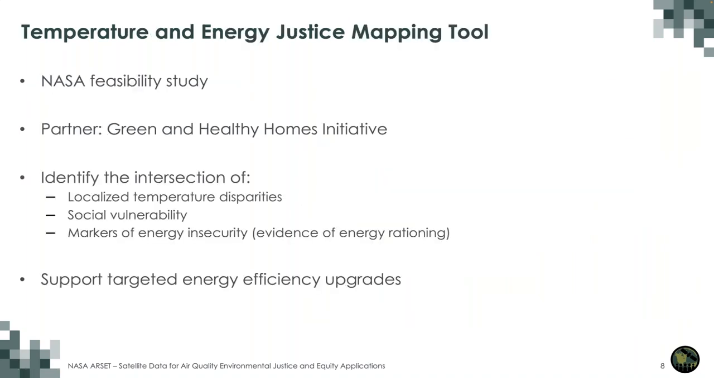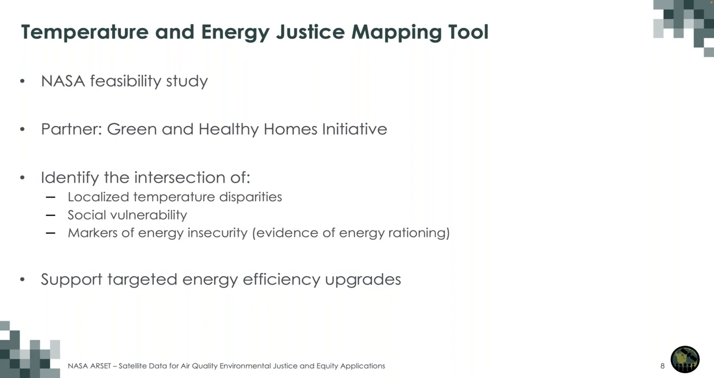And so taking all of that together, we decided to employ all of this knowledge to try and create a temperature and energy justice mapping tool. This is a feasibility study through NASA, and it's a partnership with the Green and Healthy Homes Initiative. The Green and Healthy Homes Initiative, or GHHI for short, really focuses on addressing household level disparities, originally focused around disparities around lead in the household, but increasingly doing work around energy efficiency in the home and other concerns around residential disparities.